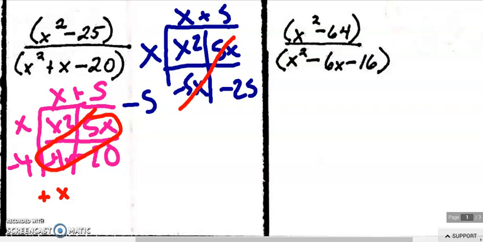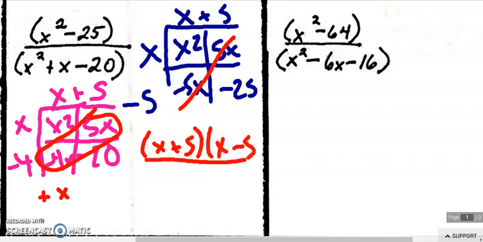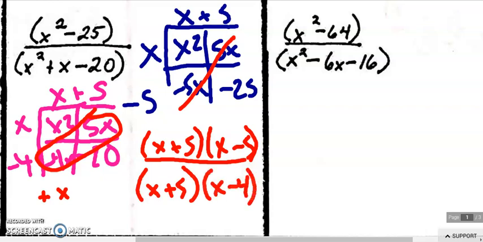So now what we're going to do is take those factors and put them back where they go in the fraction. So the x plus 5 and the x minus 5 were in the numerator. And then from the purple box, the x plus 5 and the x minus 4 are my denominator.